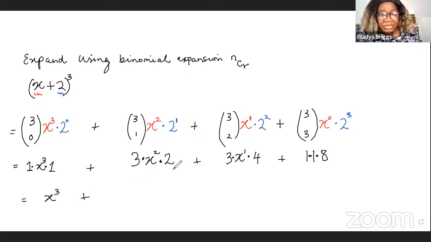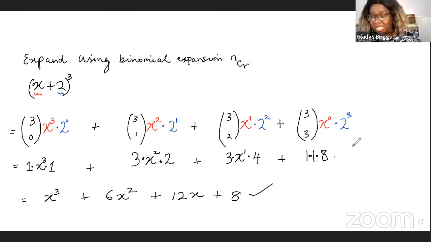Add 3 times 2 is 6, 6x squared. Add 3 times 4 is 12, 12x. And 1 times 1 times 8 is 8. And that's how you do it. That's how you get the full marks for it.